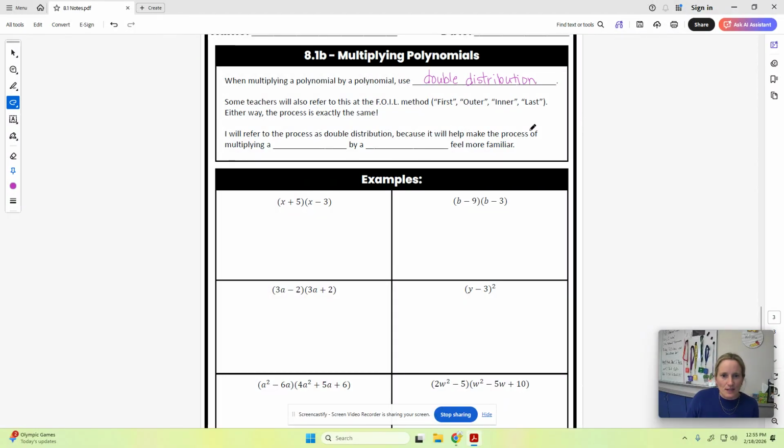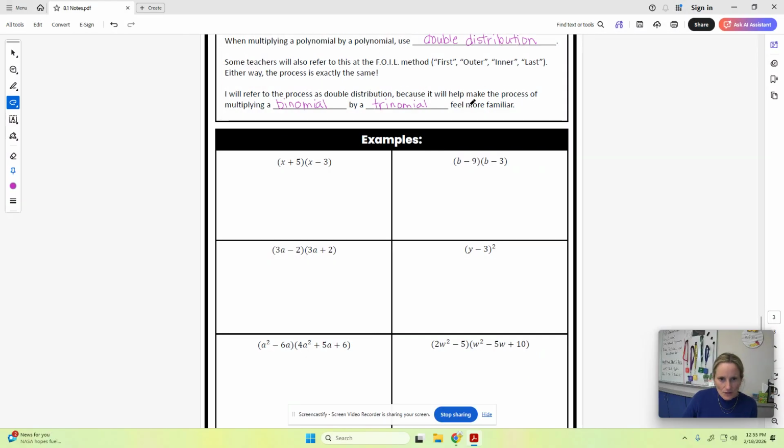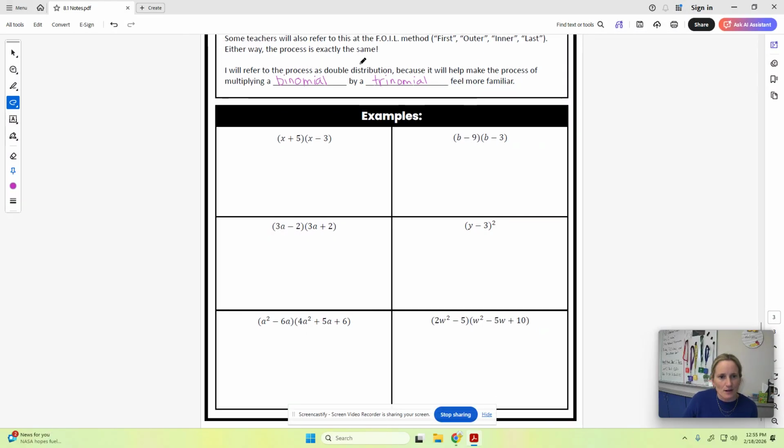So this is going to help make the process of multiplying a binomial by a trinomial feel more familiar. If you only know of it as FOIL, when it gets to being 2 terms times 3 terms, it's going to feel a little bit more confusing on what to do. So let's get into our examples here.